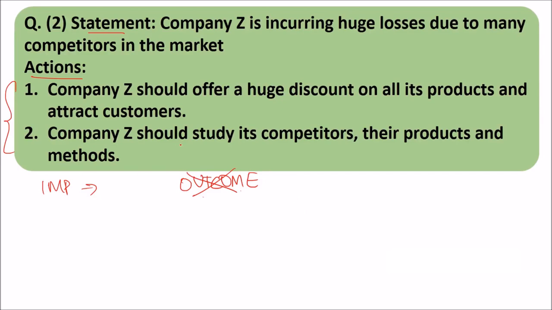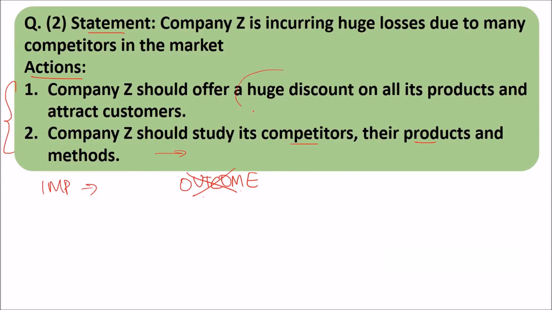Over here we say Company Z should study its competitors, their products and methods. Here we know the outcome, that Company Z will understand what exactly the competitor is doing, what their product is, what is the quality of the product, what method or strategy they use for marketing and all that stuff. The outcome we can predict over here.